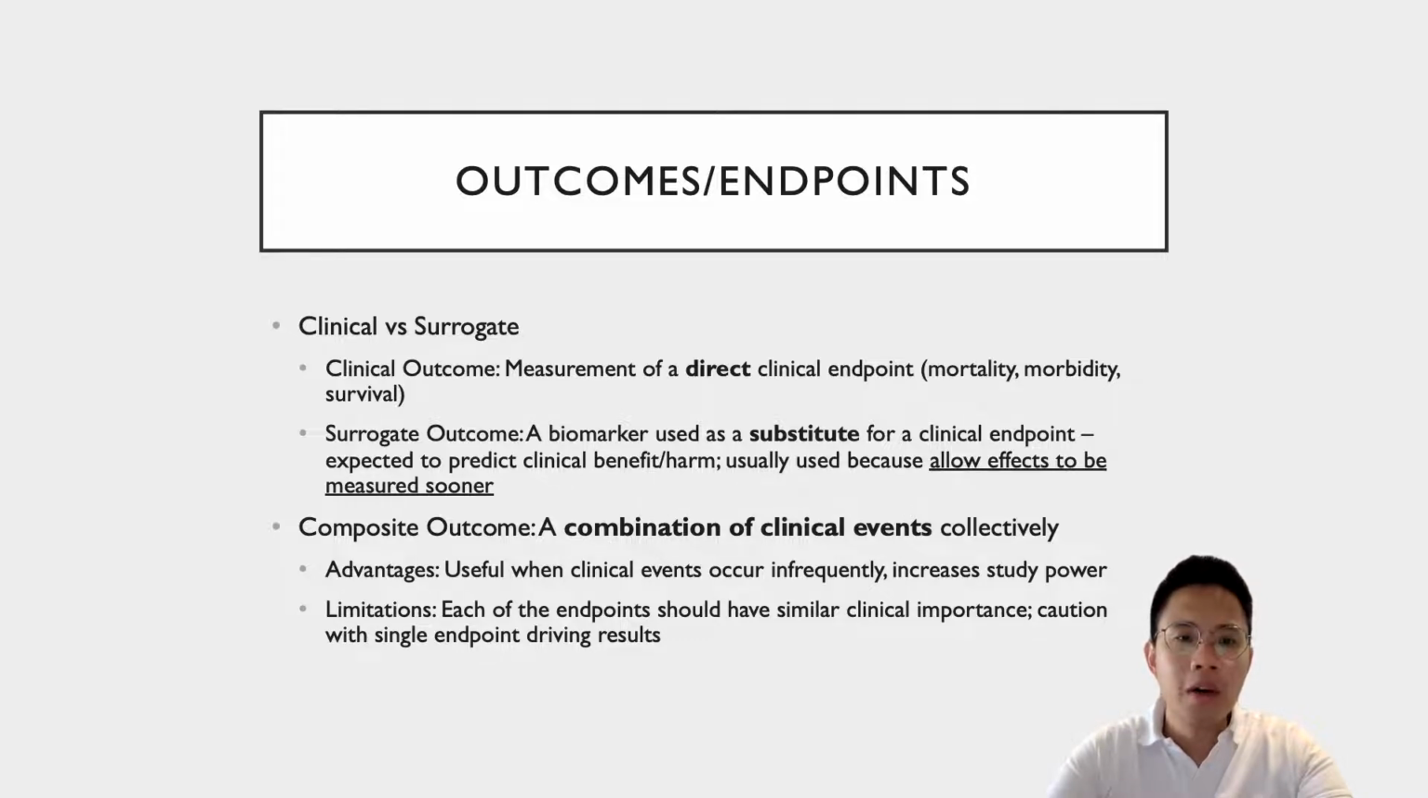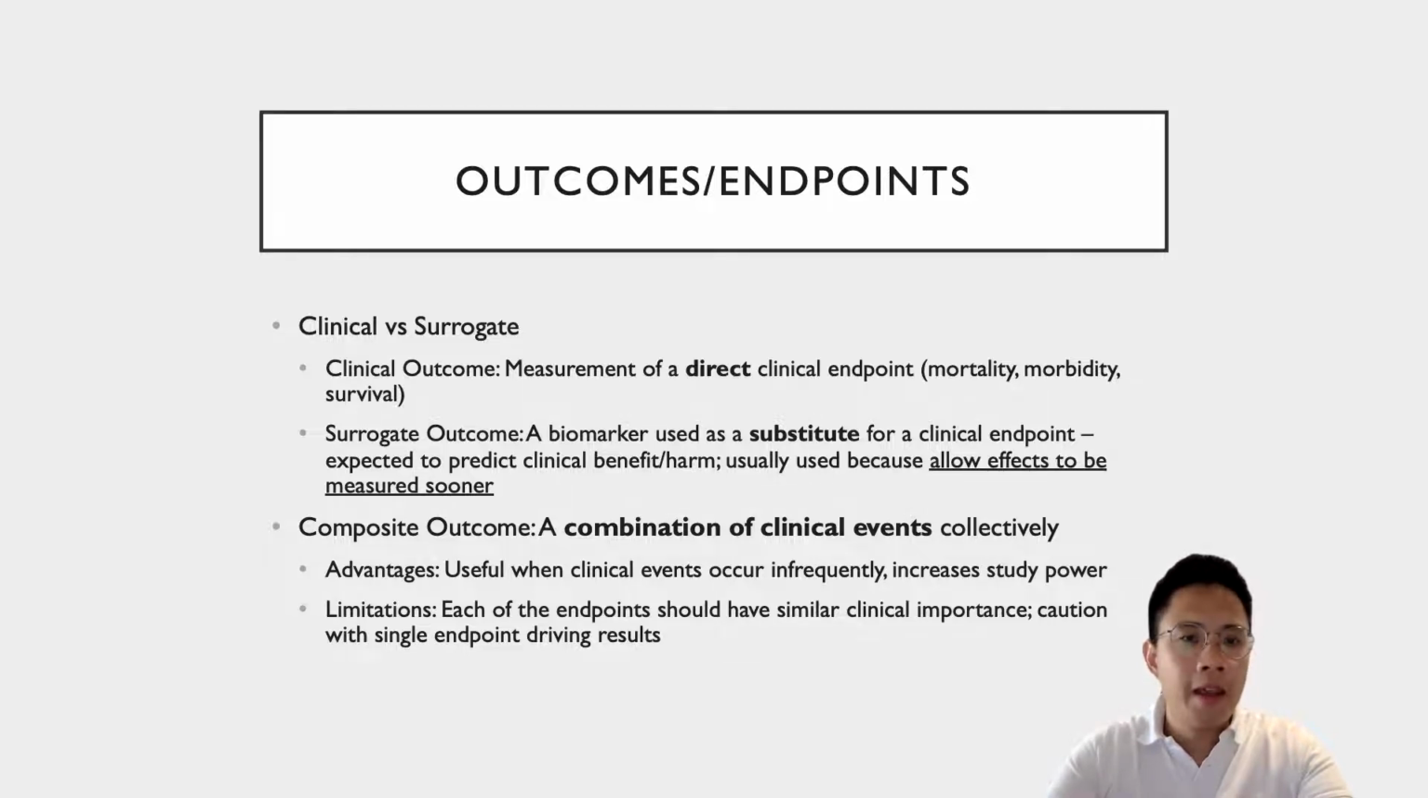However, we also do see instances where surrogate outcomes are used. Surrogate outcomes are oftentimes biomarkers that are used as a substitute for a clinical endpoint. How this works is these biomarkers oftentimes have been shown to predict certain benefit or harm. The advantage in using them is that some of these biomarkers may track disease progression more closely, and compared to hard clinical outcomes like mortality and morbidity, these effects may be measured sooner.